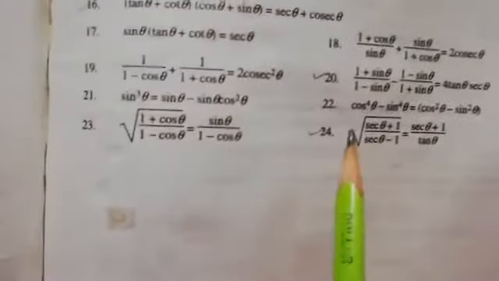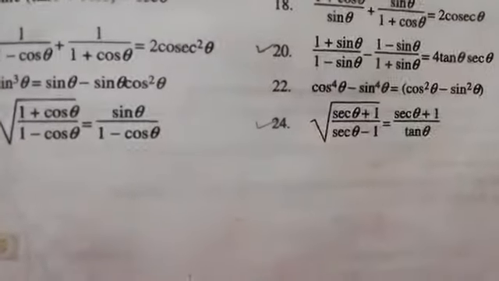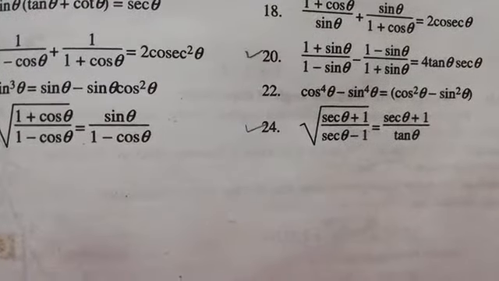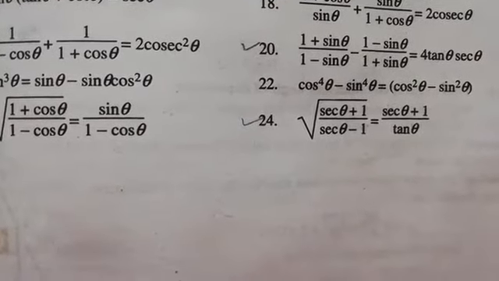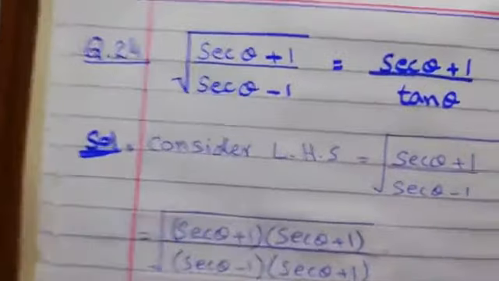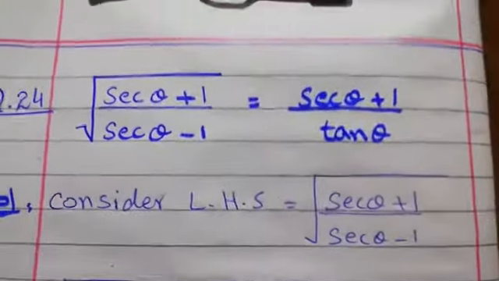Okay, dear 10th class, exercise 7.4, question number 24. The last question is: square root of (secant theta plus 1) divided by (secant theta minus 1) equals (secant theta plus 1) by tan theta. This is our last question of this exercise. Write the question very carefully, and dear students, now look at this.